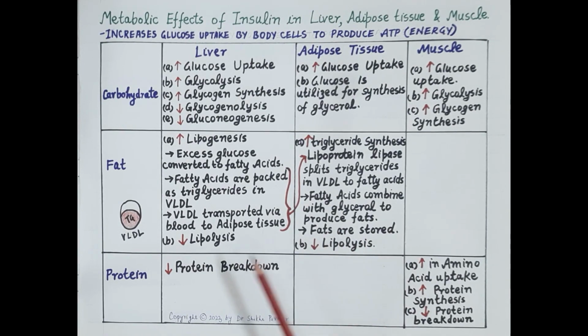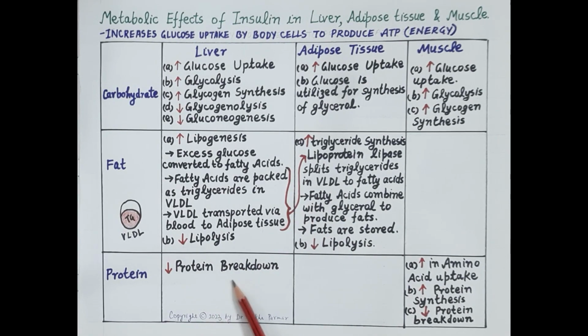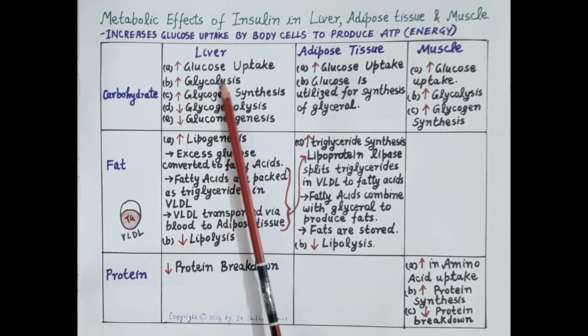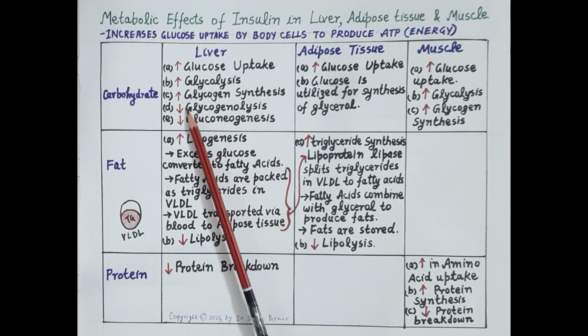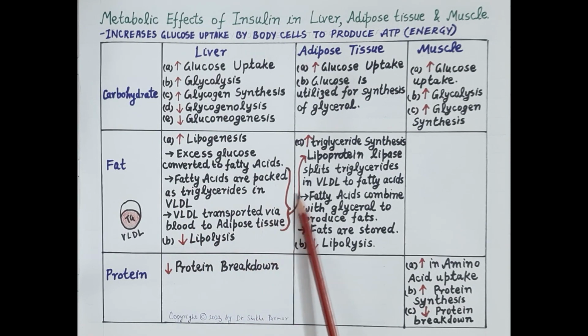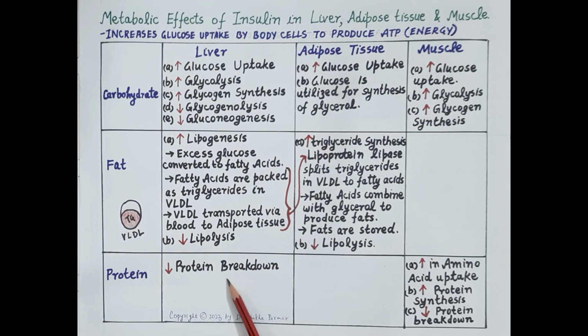Now, in addition to this, insulin also inhibits the process of lipolysis. That is, insulin inhibits breakdown of lipids. So, overall effect of insulin is to promote the storage of fats in the adipose tissue. Insulin also inhibits breakdown of proteins in the liver. So, insulin increases uptake of glucose in the liver. It increases synthesis of glycogen. It mediates storage of fats in the adipose tissue and also prevent breakdown of proteins.